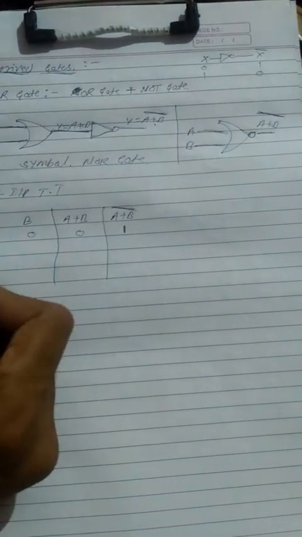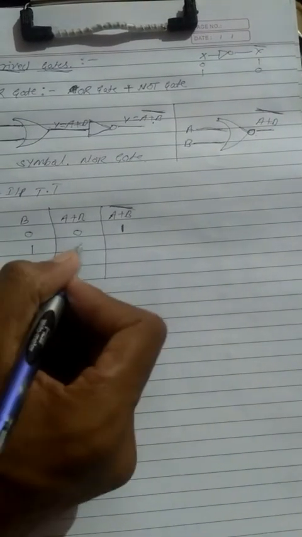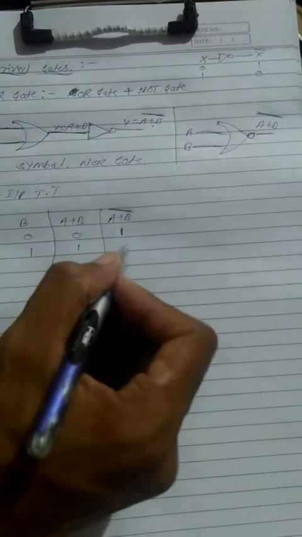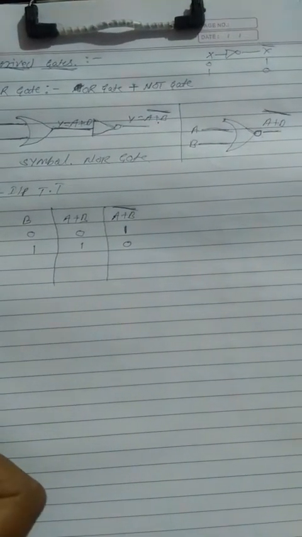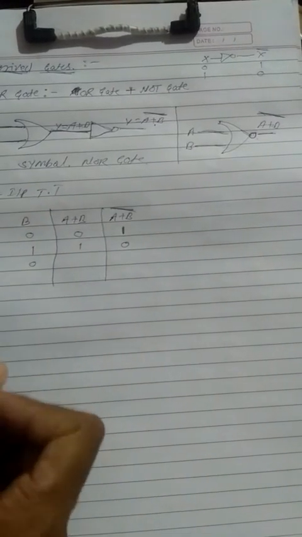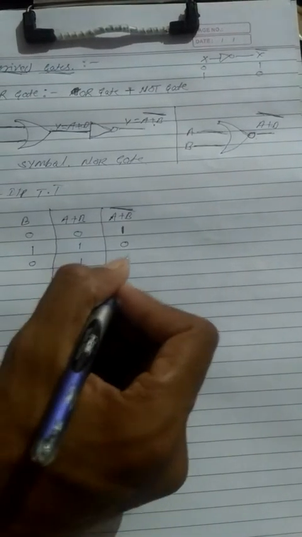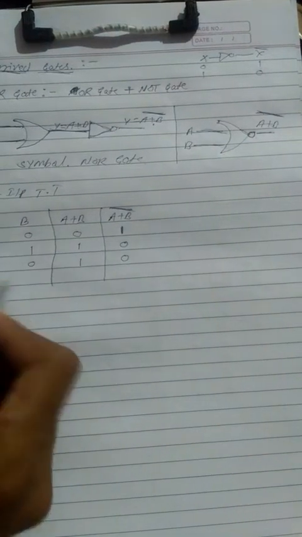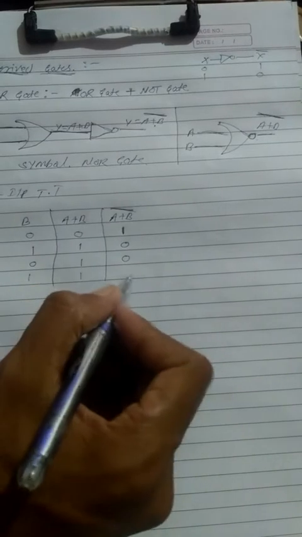So next, A is 0, B is 1. 0 plus 1, 1. 1's bar, 0. Next, A is 1, B is 0. 1 plus 0, 1. 1's bar, 0. Next, 1, 1. 1 plus 1, 1. 1's bar, 0.